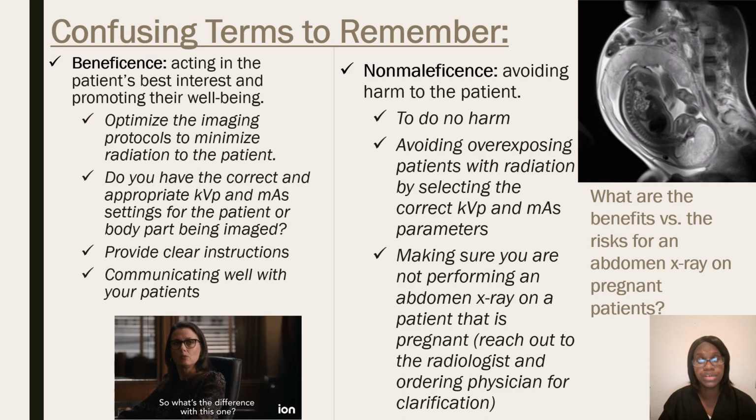All right, now we have more confusing terms to remember. We'll talk about beneficence. That is acting in the patient's best interest and promoting their well-being. So you're trying to do something good for the patient. This is optimizing the imaging protocols to minimize radiation to the patient. Do you have the correct and appropriate kVp and mAs set pulled up for the patient or the body part being imaged, especially if it's a pediatric patient? Did you remember to change the protocol from adult to pediatric?